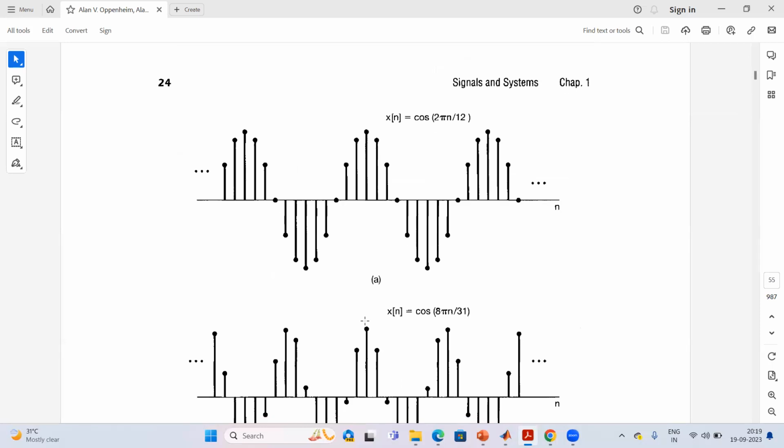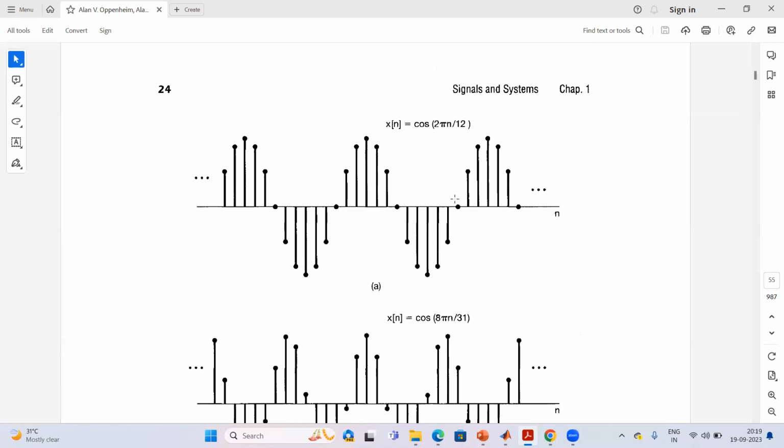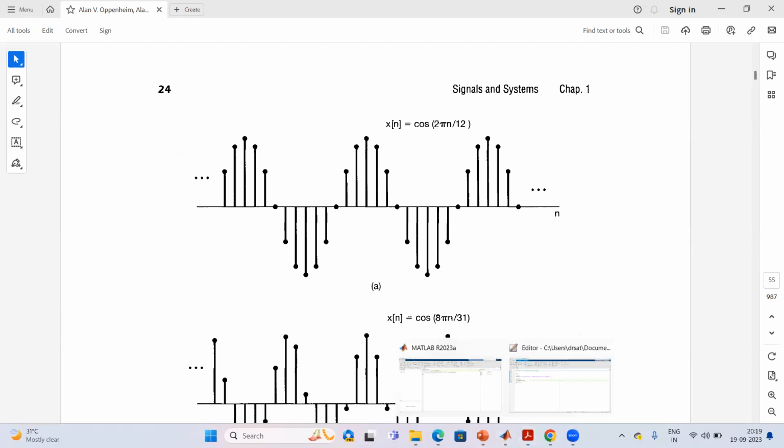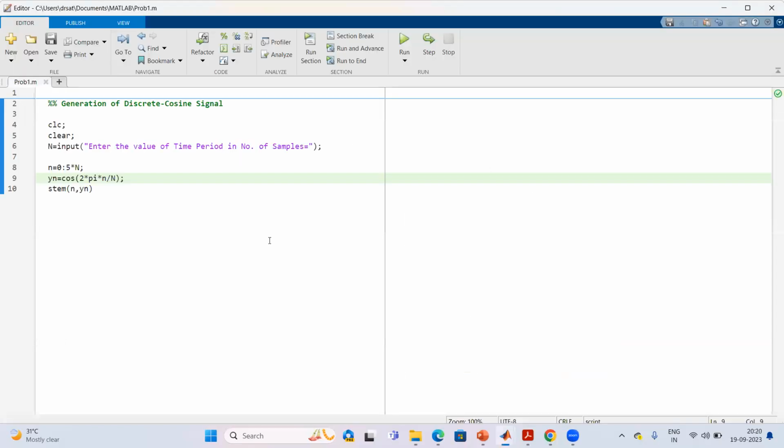Here we can see this particular signal. If we plot this signal 2 pi n divided by 12, this number 12 itself reflects its periodicity in terms of number of samples. Here we will see how to generate the same signal using MATLAB. So we have to write a few codes.